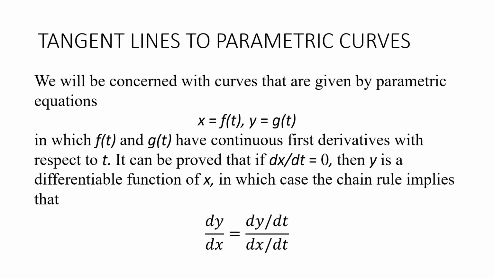So let's have tangent lines to parametric curves. We will be concerned with the curves that are given by a parametric equation: x is equal to f of t, y is equal to g of t, in which f of t and g of t have continuous first derivatives with respect to t. It can be proved that if dx over dt is not equal to 0, then y is a differentiable function of x. In which case the chain rule implies that dy over dx is equal to dy over dt all over dx over dt.